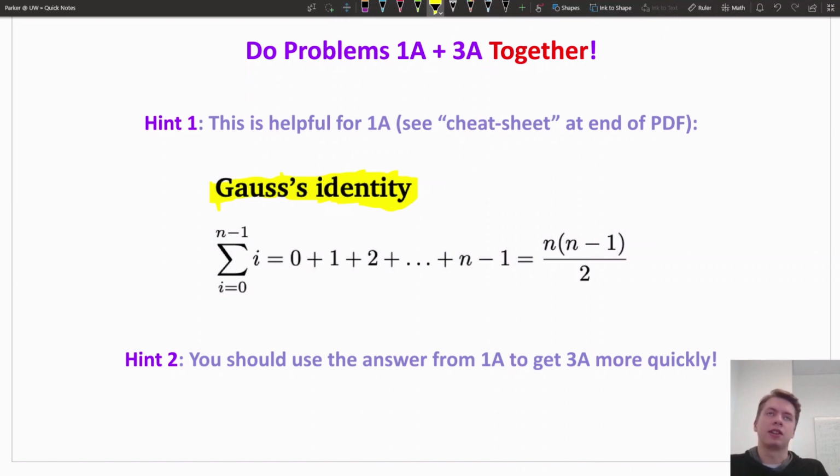For Gauss's identity though, basically what it's saying is if we have some sum from i equals 0 to some value n minus 1 of i, then this will simplify to n times n minus 1 over 2. We're going to use this to solve a recurrence later on. And then we should use our answer from 1a to get 3a more quickly. We're going to plug our answer from 1a into our answer for 3a when solving 3a.